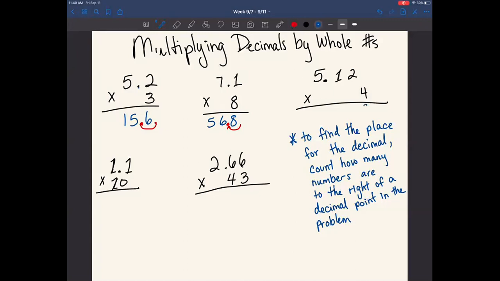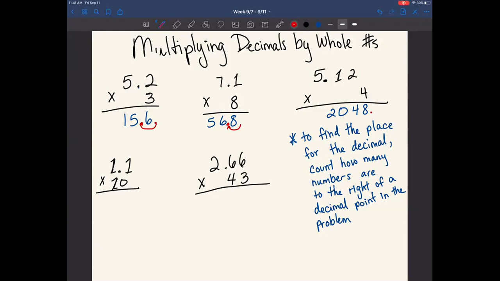4 times 2 is 8. 4 times 1 is 4. And what's 5 times 4? 20. So now, I have how many decimal places? 2. Okay, so in the chat, tell me where it's going to go. Between which 2 numbers? 0 and 4. So it's going to go between 0 and 4.